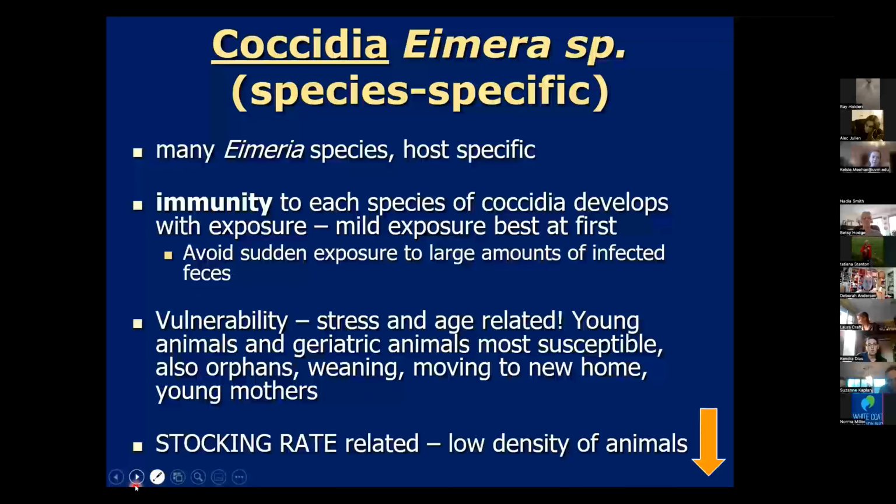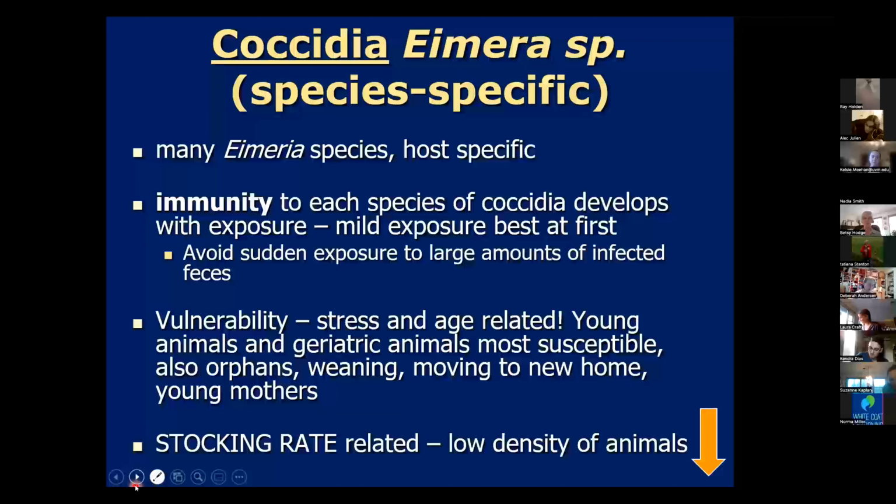So it's species specific. Many of the Eimeria species are host specific. And there is immunity to the species of coccidia as they get older and have exposure. So it's best if they have mild exposure at first so they don't get an acute case. And you want to avoid sudden exposure to large amounts of infected feces, like taking small animals into a spot that's had a lot of adults, for example.